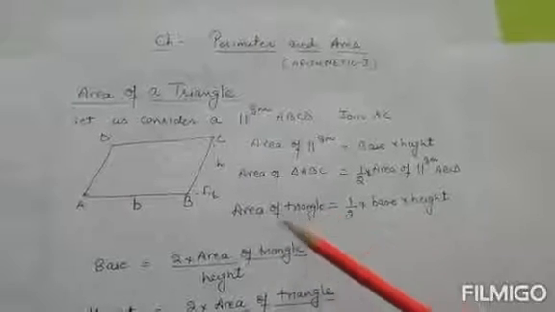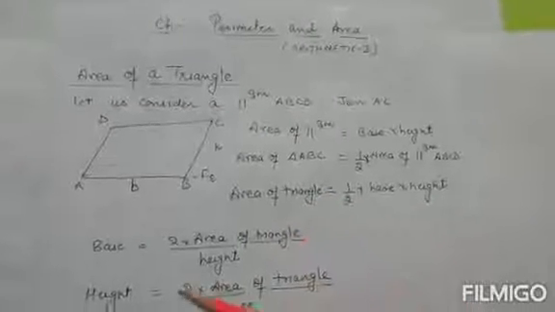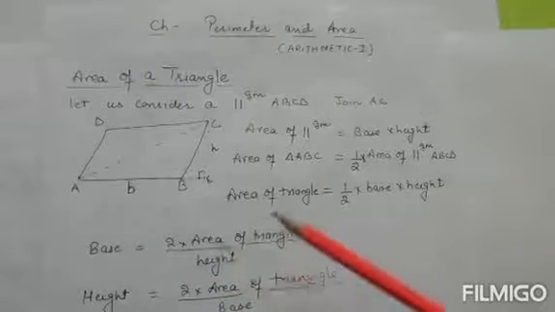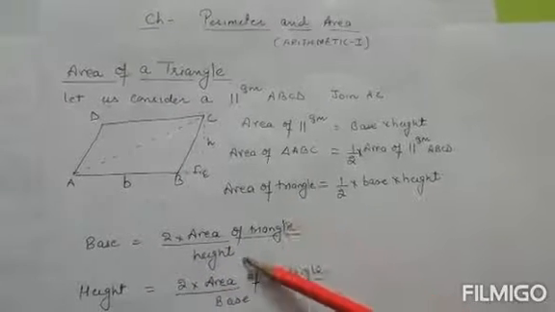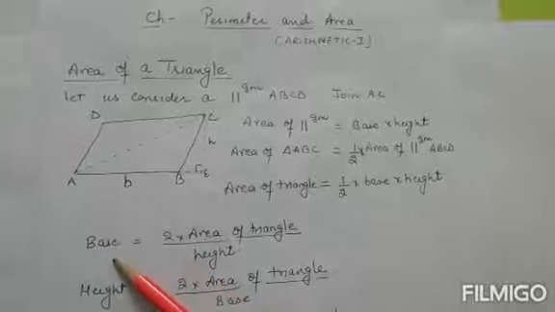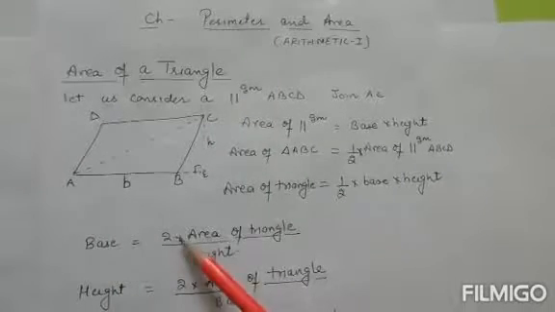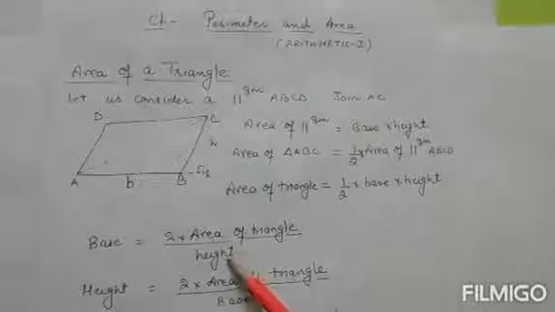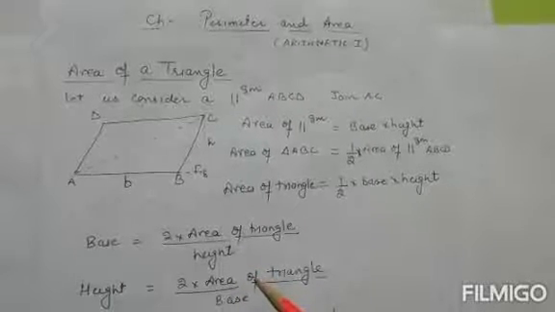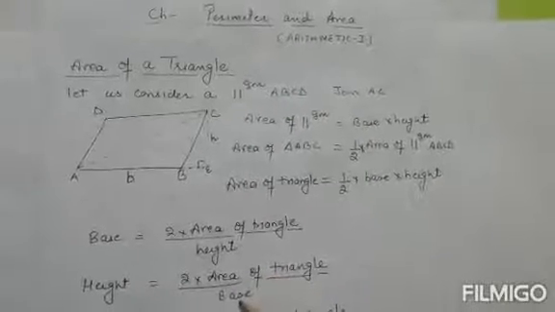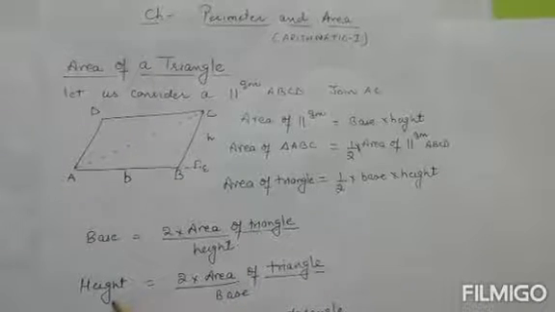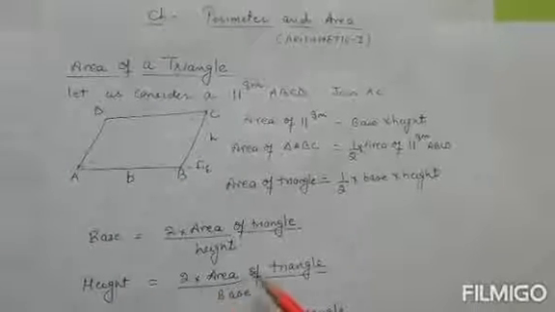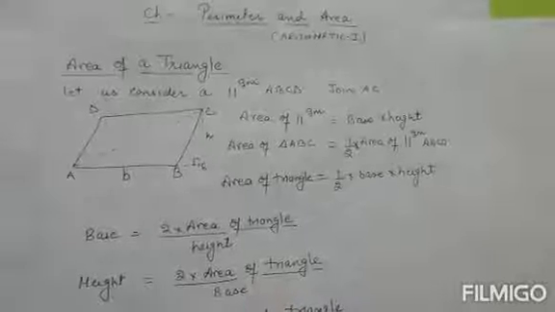And from this formula, we can have two more formulas for base and height. If we are given the area of the triangle and height, we can find the base using base equals 2 multiplied by area of triangle upon height. And if we are given the area of the triangle and base, then we can calculate height, which is equal to 2 multiplied by area of triangle upon base.